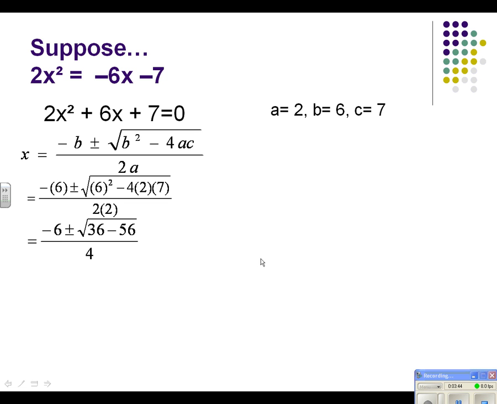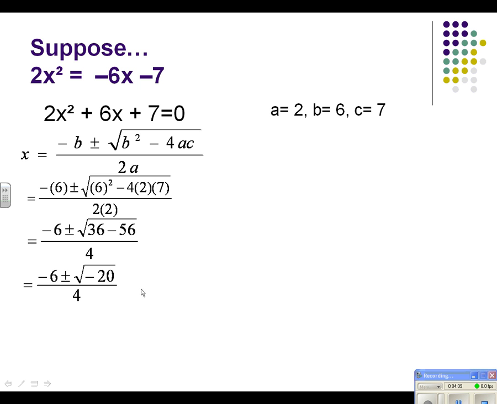Then I clean my problem up. That minus 6 becomes a minus 6 plus or minus 6 squared is 36. A minus 4 times 2 is a minus 8. A minus 8 times 7 is a minus 56 all over 4. Then I'm going to simplify the radicand. I've got 36 minus 56, which will end up being a minus 20. Now in this example, I have to take the square root of a negative number, and at this point you do know how to do that.